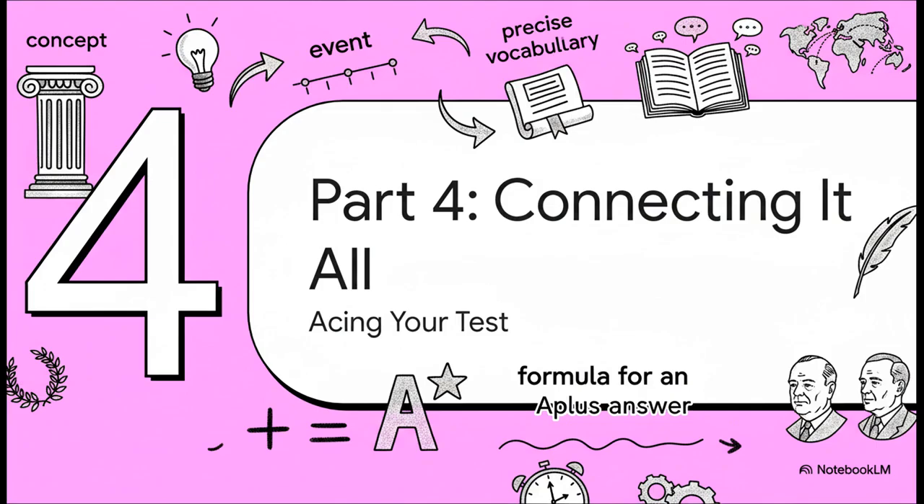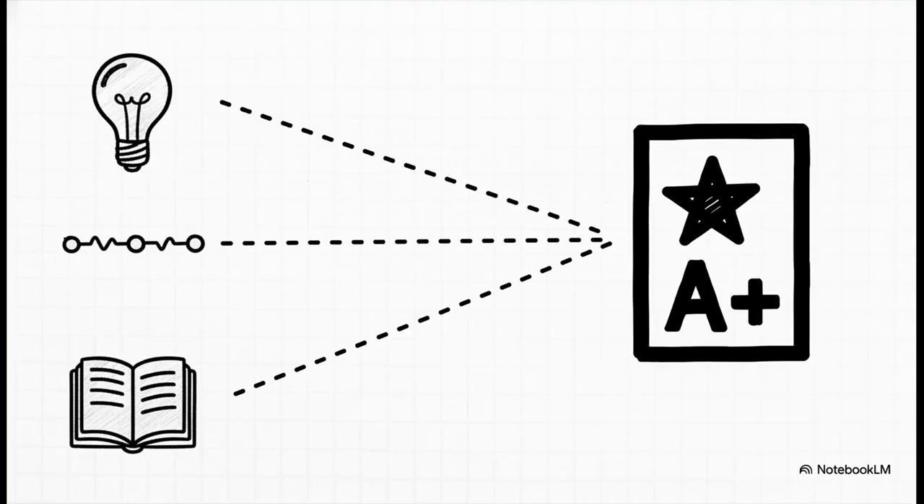And that brings us to the final, and I mean the most important section. Part 4. This is where the magic happens. We're going to take a concept from column 1, connect it to an event in column 2, and then describe that connection using the precise vocabulary from column 3. This right here is the formula for an A+ answer. So what does this actually look like in practice? Let's walk through one complete example, connecting all the dots just like you're going to do on your test.